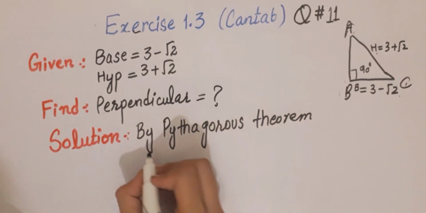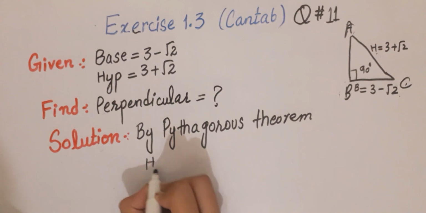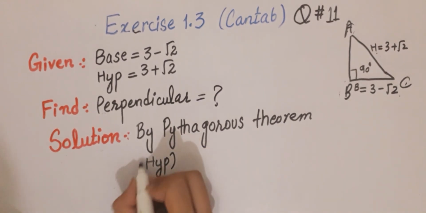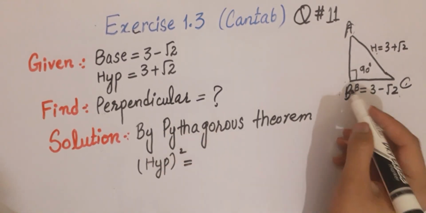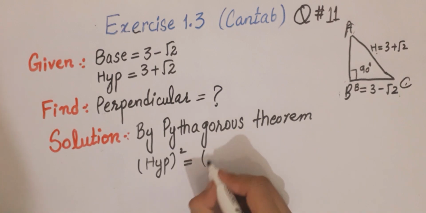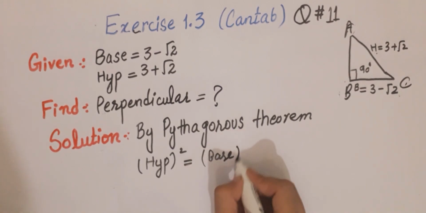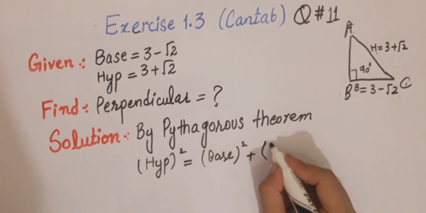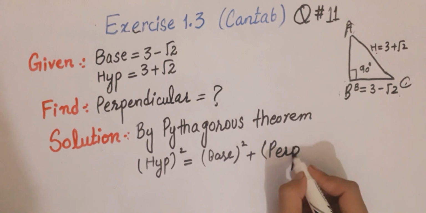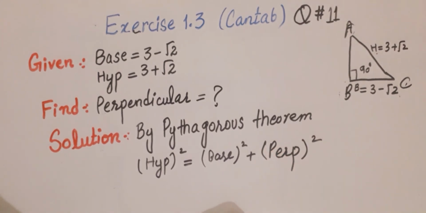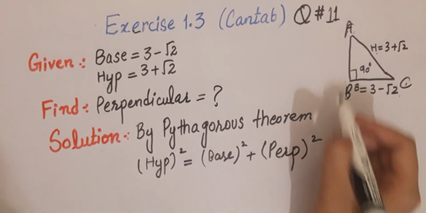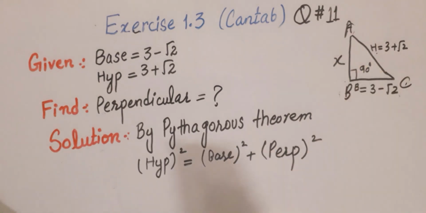We have hypotenuse square is always equal to base square plus perpendicular square. So here we can suppose that perpendicular is equal to x. So what is the value of hypotenuse?